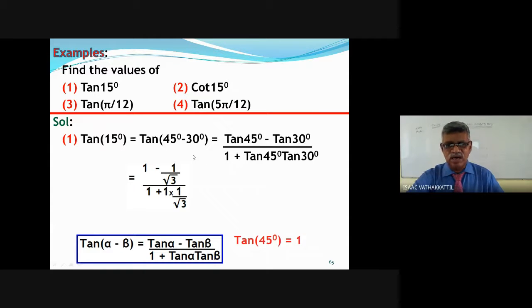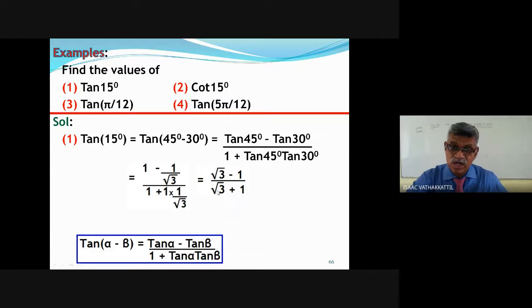Tan 45 degrees is 1 and tan 30 degrees is 1 by root 3. So 1 minus 1 by root 3 upon 1 plus 1 into 1 by root 3. Take an LCM and simplify. You get root 3 minus 1 by root 3 plus 1. Better we make the denominator rational by multiplying and dividing with the rationalizing factor of the denominator. What is the rationalizing factor for the denominator? Root 3 minus 1. Multiply numerator and denominator with root 3 minus 1.